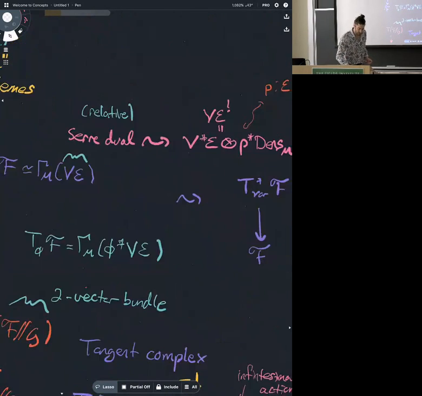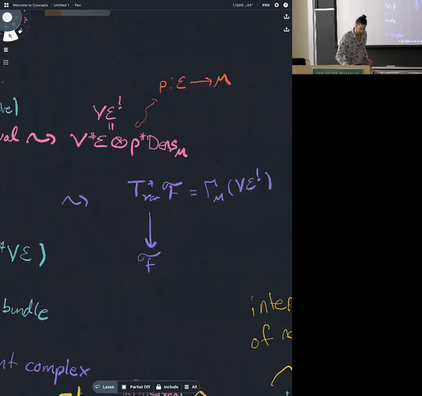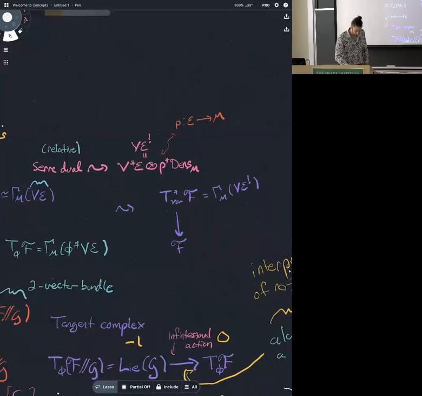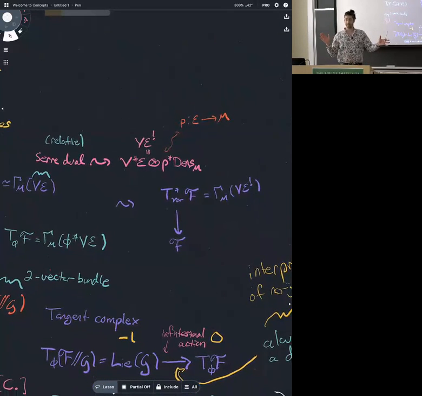And so what you do is you construct the variational cotangent bundle. You take the relative Serre dual. Okay, so what is that? I just take the vertical cotangent bundle, I pull back the density bundle of M, and I tensor, and I take sections of that, and that's my variational cotangent bundle. Okay, so that satisfies the properties that I want. This is where the antifields should live. Okay, fine. Is that okay?